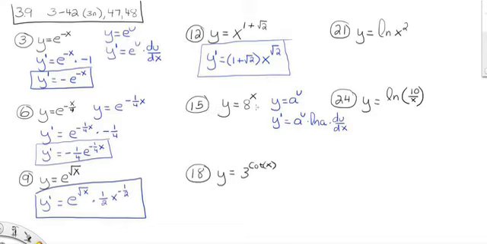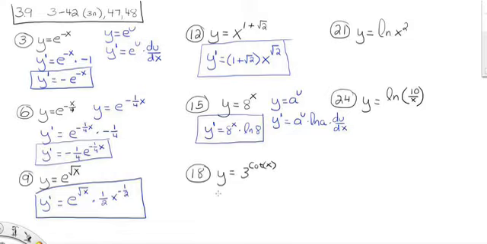Alright, so this one is a pretty straightforward problem. There is no chain rule. So the derivative of 8 to the x is 8 to the x times the natural log of 8. And that's it. Problem's done.